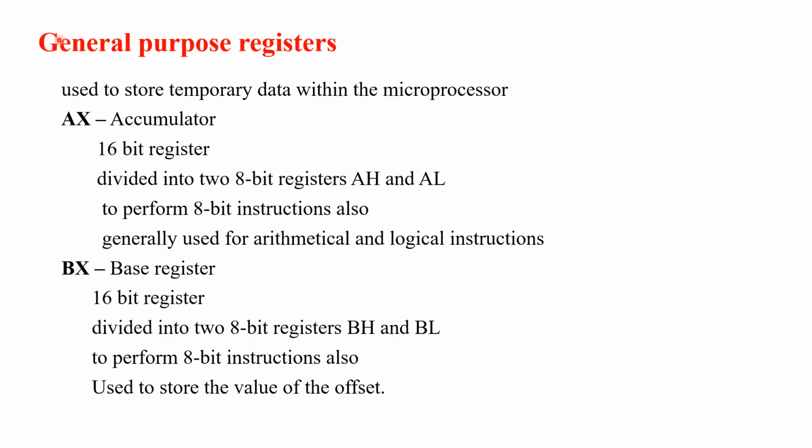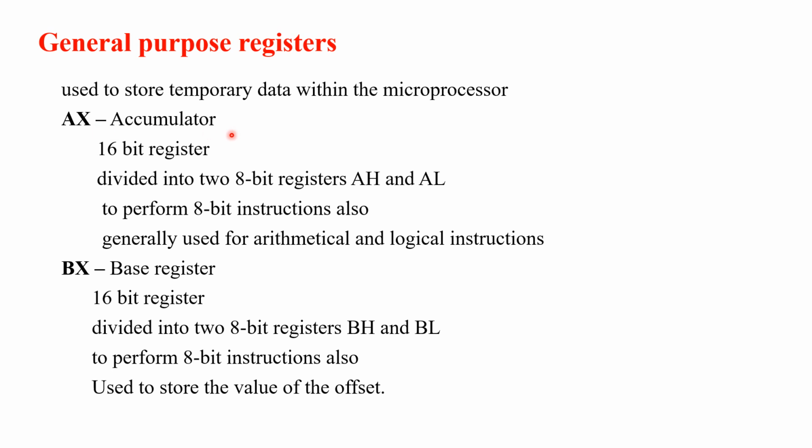The Intel 8086 microprocessor features several general-purpose registers that are versatile and used for various operations. These registers can store temporary data, serve as operands for arithmetic and logical operations, and facilitate memory addressing. Here is a breakdown of the key general-purpose registers. The first one is accumulator.